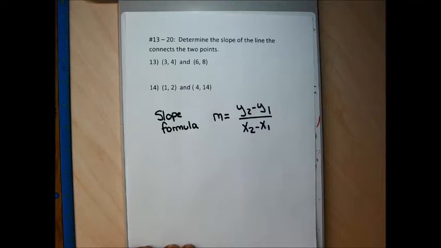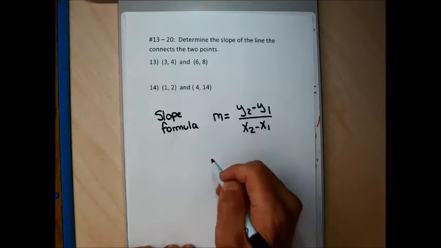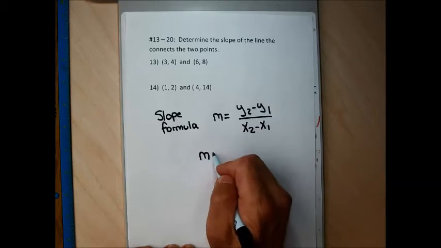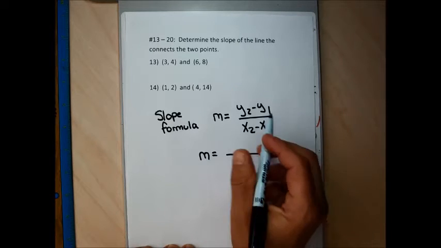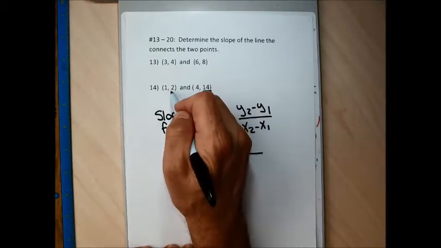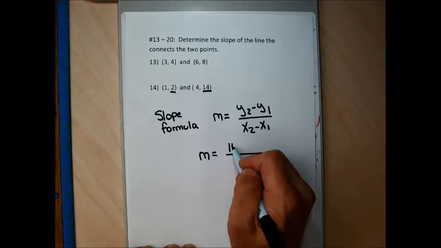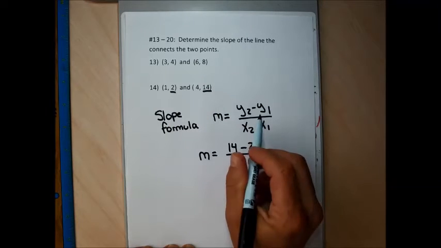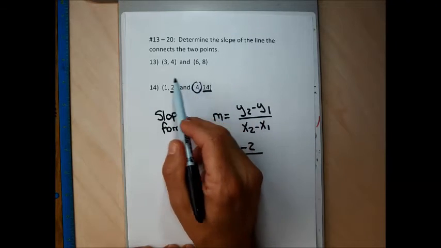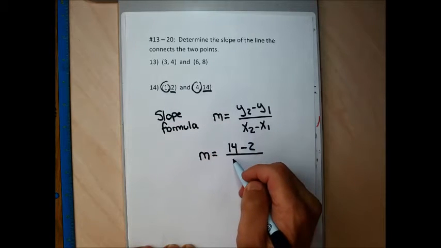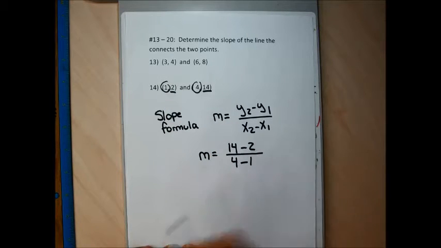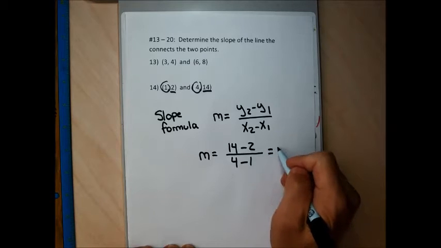So for problem 14, to find the slope of the line that connects the 2 points, I'm going to write the letter m for slope. In the numerator, I'm going to take the y-coordinate of the second point minus the y-coordinate of the first point, which is 14 minus 2. In the denominator, I'll take the x-coordinate of the second point minus the x-coordinate of the first point, which is 4 minus 1. This is going to give me 12 over 3.